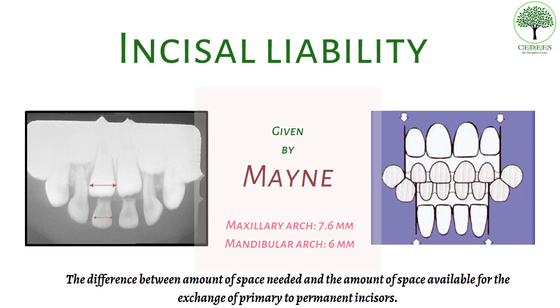So the incisal liability was given by Warren Main, and the values are 7.6 millimeter in the upper arch and 6 millimeter in the lower arch. Basically it's the difference between the amount of space needed and the amount of space available for exchange of primary incisors to permanent incisors.